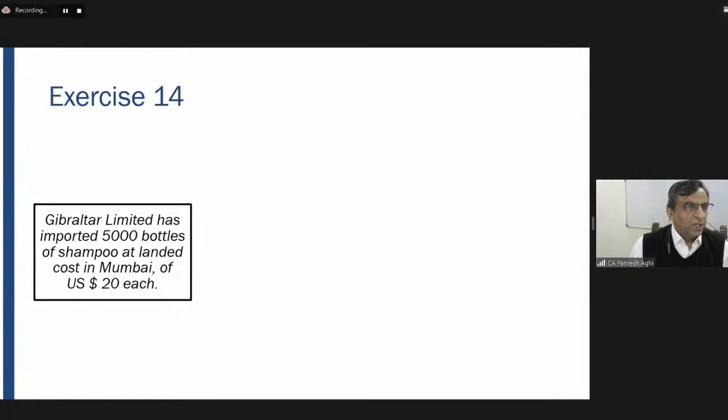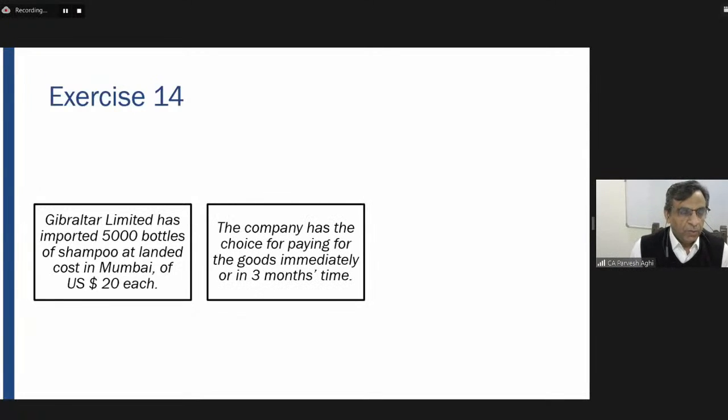There's a company called Gibraltar Limited that has imported 5,000 bottles of shampoo at a landed cost in Mumbai of $20 each. The company has a choice for paying for the goods immediately or in 3 months. So almost similar to the question we have done. Here I'll ask you to just solve it yourself, okay? And then I'll show you the answer. I'll give you a couple of minutes, and you can solve it.